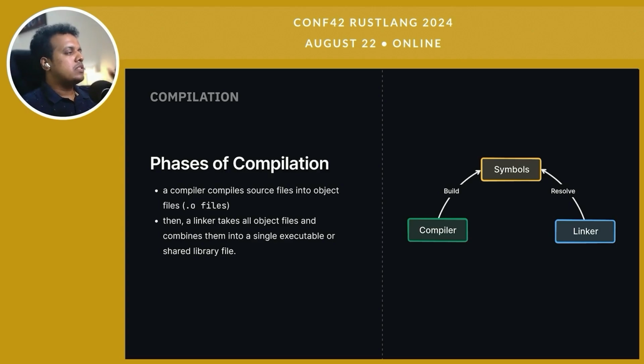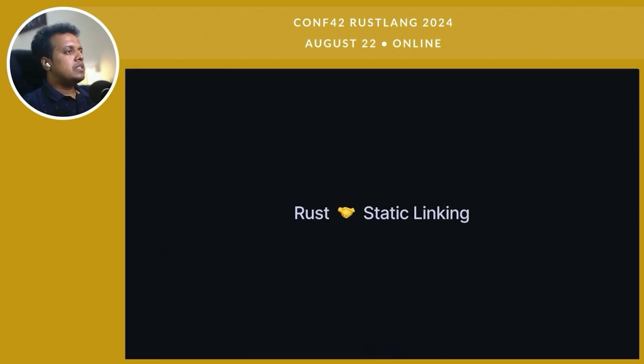So the main phases of compilation are: the compiler compiles source files into object files, and then the linker takes all those object files and compiles them into a single executable or a shared library, as we saw earlier. But there's something called static linking that Rust prefers.